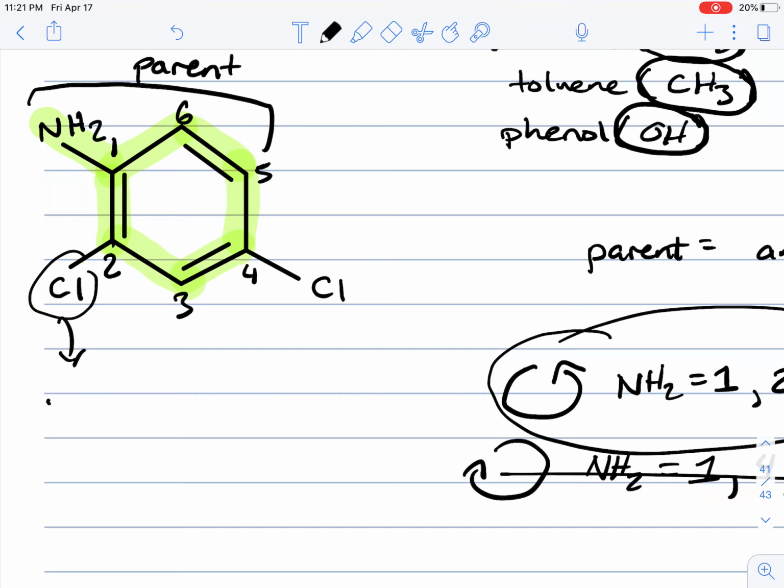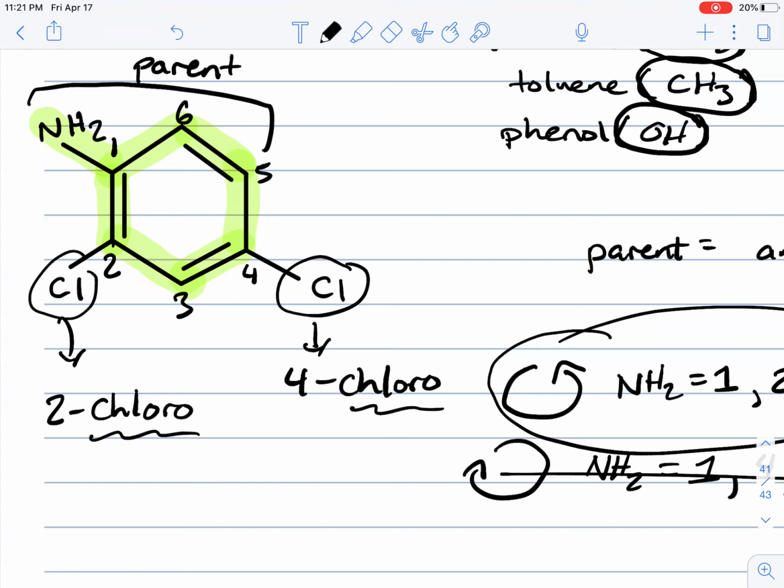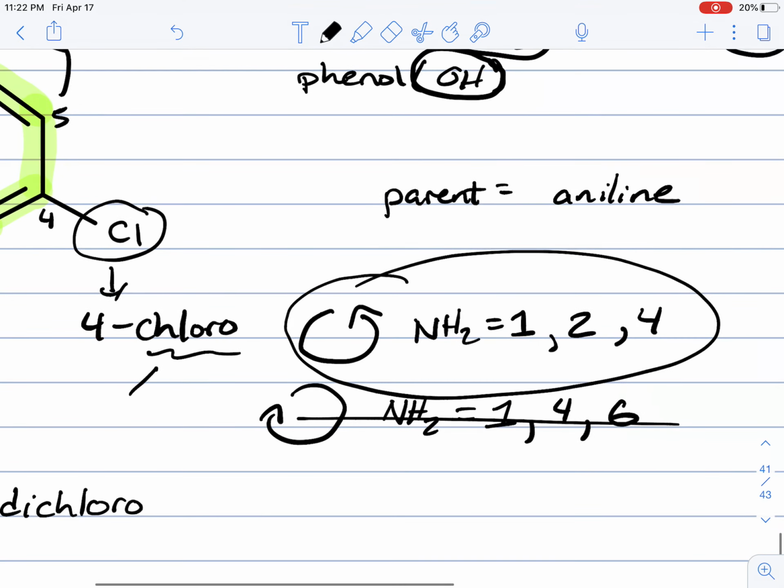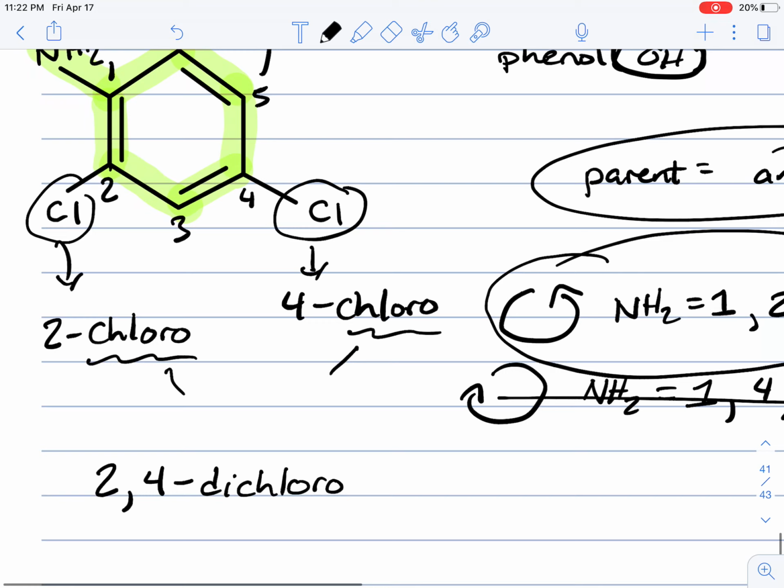my substituents. So here I have 2-chloro. Here I have 4-chloro. And that's it. And so since I have two chloro, I need to put them together and say 2,4-dichloro. And the parent name is going to be aniline. And that is the name of this organic compound.